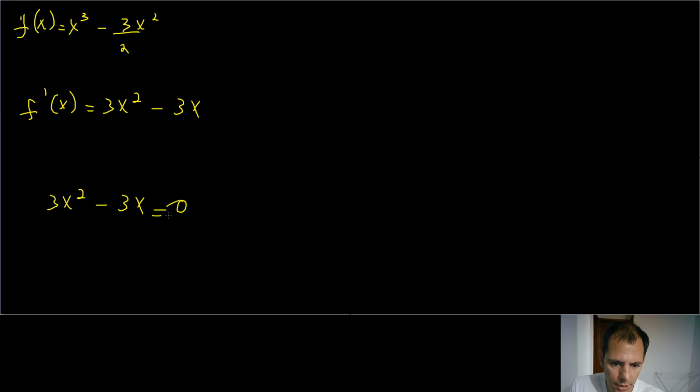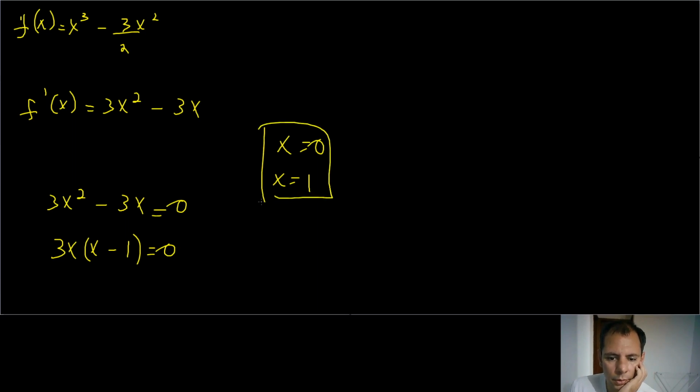So you make this become a 0, you factor out the 3x, you got x minus 1 equals 0. So you got x equals 0 and x equals 1. These two are the critical points, okay? Critical points. All right.